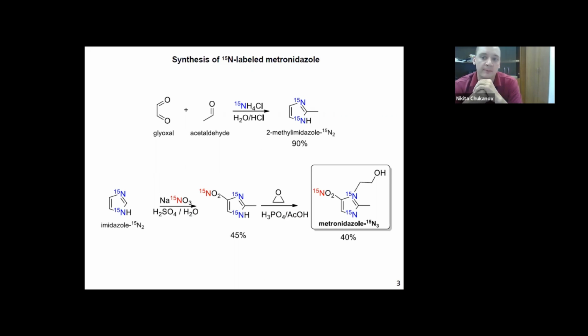Metronidazole is an FDA-approved antibiotic belonging to the nitroimidazole class of compounds. First, 2-methylimidazole was prepared by using labeled ammonium chloride as the N15 source. In the second step, we carried out a nitration reaction using labeled sodium nitrate as a second inexpensive N15 source. Ethylene oxide was employed in the last step to introduce the hydroxyethyl moiety. The overall yield over 3 steps was around 15%. Next, please.